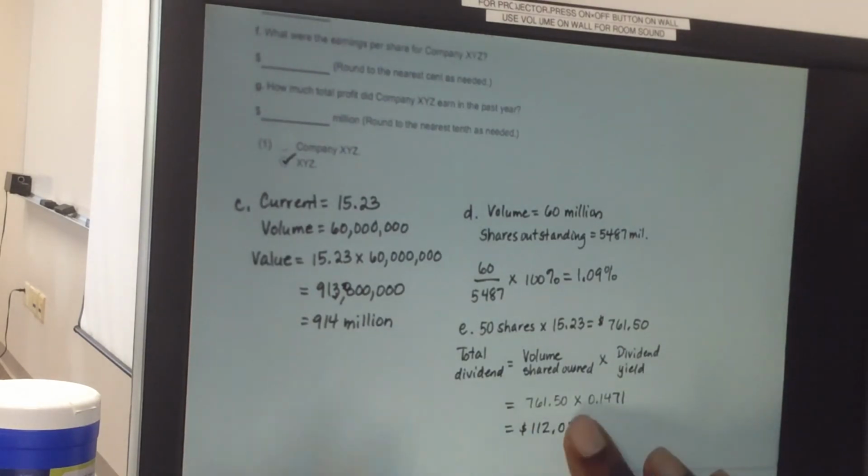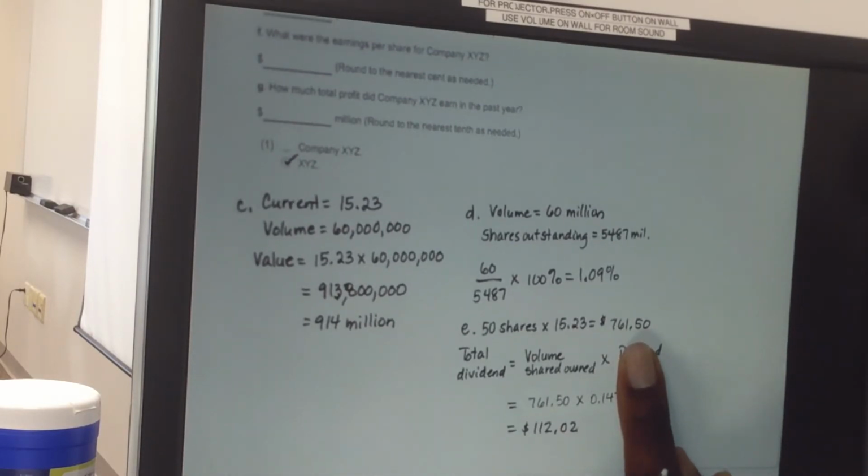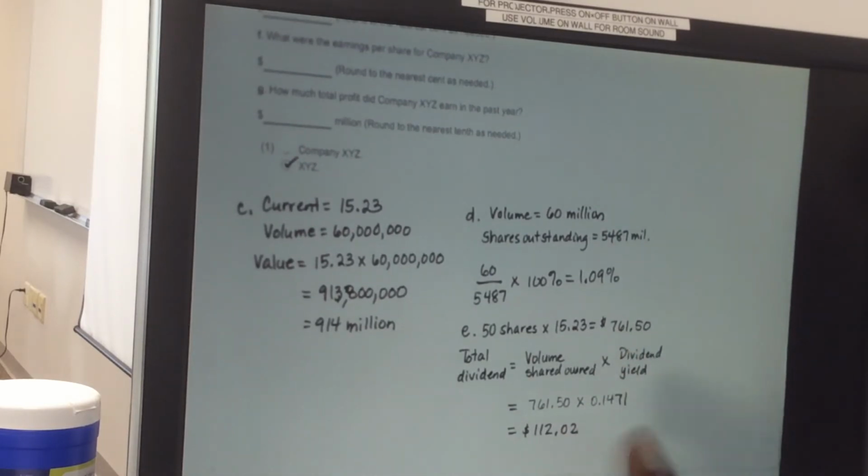Okay, that 761.50 came from this part right here, because I have to find out the amount of the shares at that current price, and then multiply that by the dividend yield of 0.1471. So that's part E. Part F.